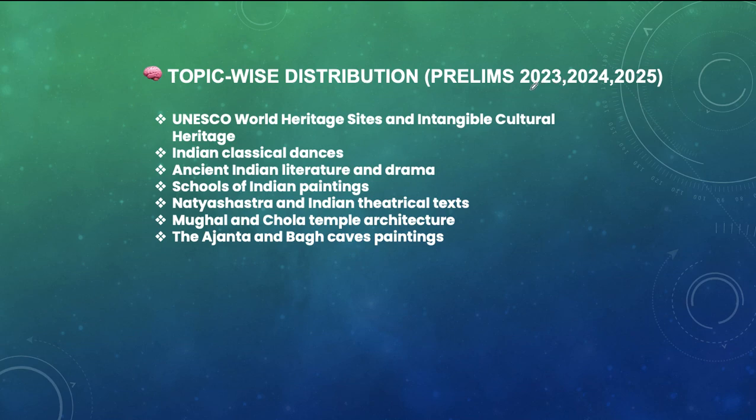Let's look at the repeated themes from 2023, 2024, 2025 art and cultural segments. UNESCO heritage sites, they are asking, tangible, intangible. Dance questions are coming, especially classical dances, and a lot of questions are coming from literature. And paintings they are also asking. With respect to theatre, you need to have a good hold of Indian theatrical text, where a lot of questions have been asked. In the architectural component, give maximum weightage to Chola temple architecture and cave paintings. So all these are repeated themes in the UPSC preliminary examination in art and culture segment in the last 3 years.